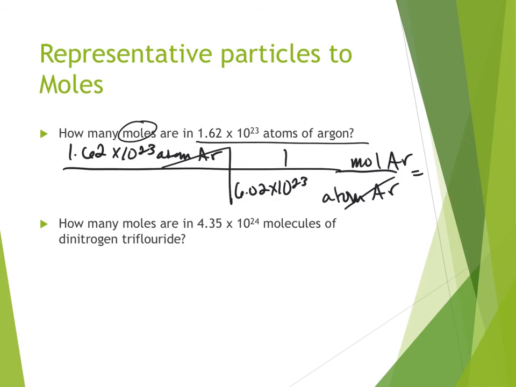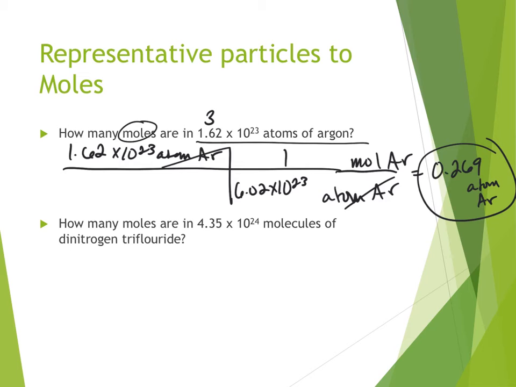Let me just get my calculator here. There we go. And you are going to get, with this being 3 sig figs, you only look at the number in the coefficient. So this is going to give you 0.269 moles of argon. And that would be your answer.